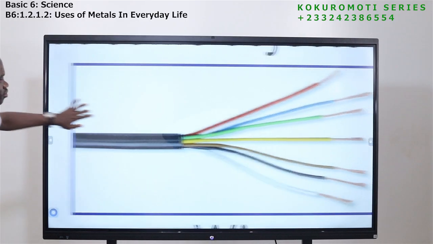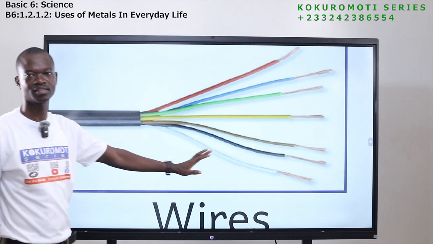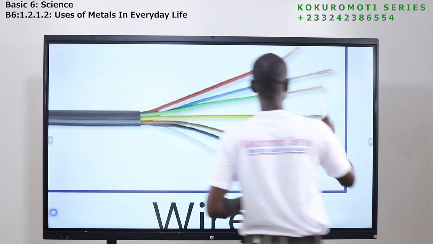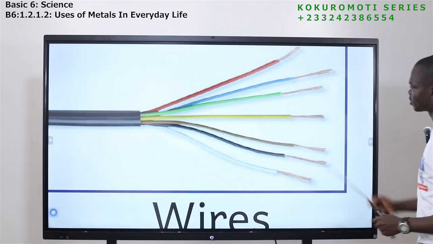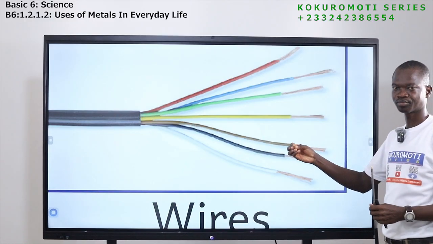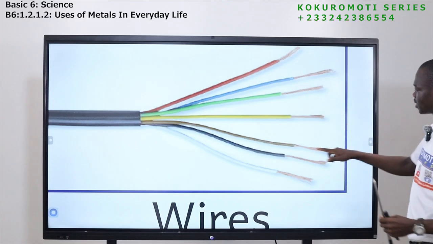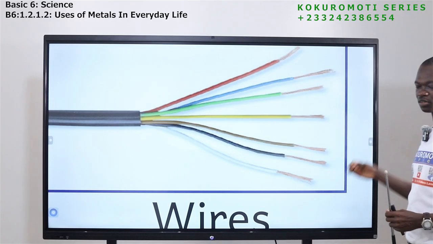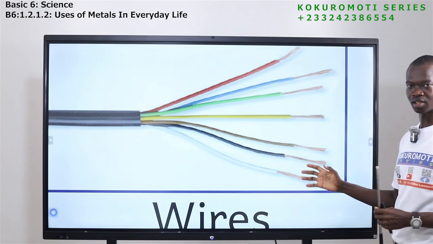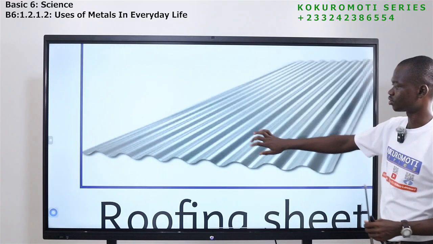This, what do you see here? These are wires, and the parts here are metals. It is covered with plastic or rubber. Okay, but the metals, the inside ones are metals. They are metals because electricity can pass through. It's a good conductor of electricity. Okay, so that is one thing that you should know.